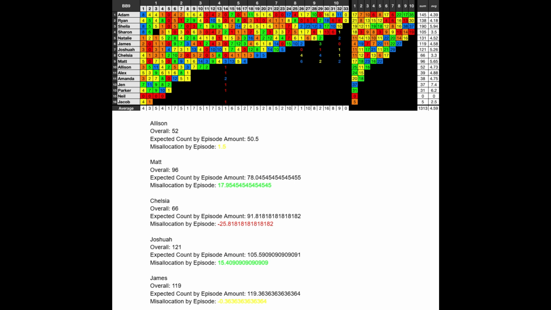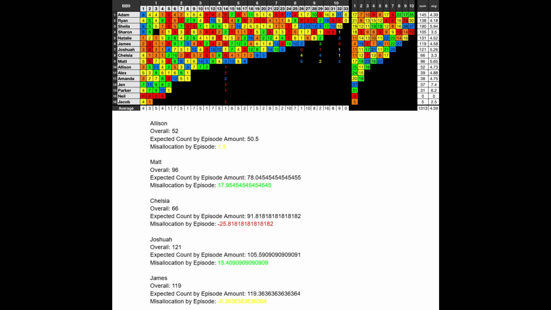So we're moving on to the last P. Jarrett and Allison, where her overall diary room count is 52. Her expected count by episode amount is 50.5, meaning that she has a misallocation by episode amount of 1.5. So very balanced. Matt has an overall diary room count of 96. His expected count by episode amount is 78.04, meaning that he has a plus 17 misallocation amount, meaning that he's in the green tier of being over edited based on the distribution.